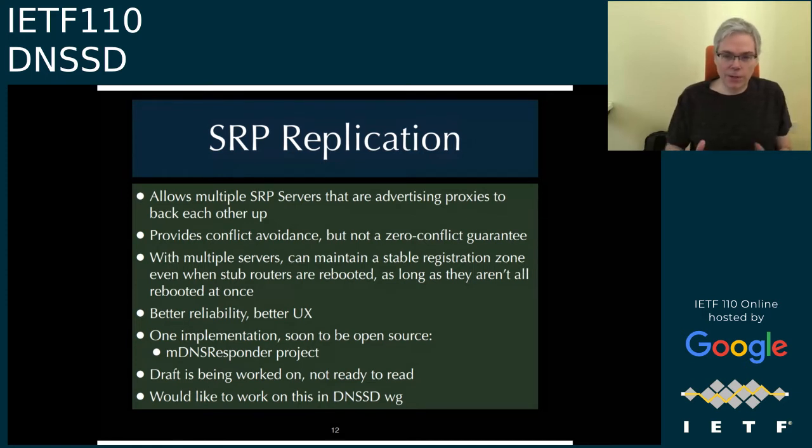So the goal here is not perfection. The goal is to make something that works really well, and that when it fails, it fails in a way that ultimately produces a good result. That is to say, the failure gets automatically cleaned up. So the experience you would have is that, hopefully, with the existing SRP implementations you're not seeing a whole lot of instability with name registrations, but this will make the name registrations a whole bunch more stable. So you get better reliability, better user experience.